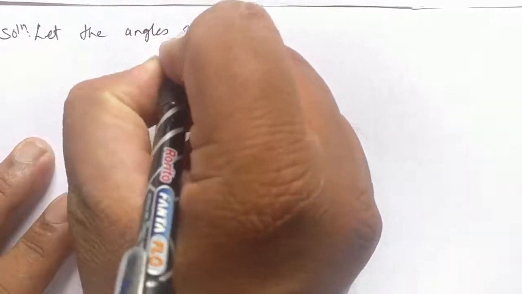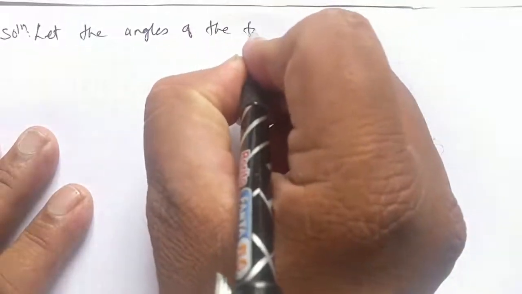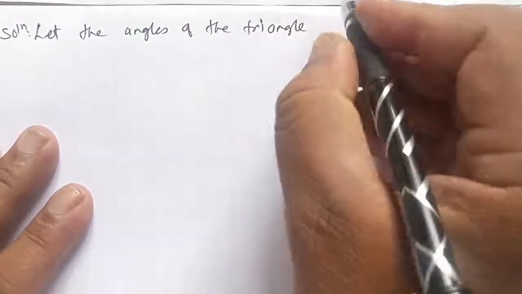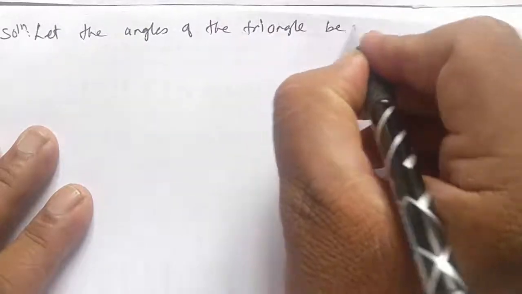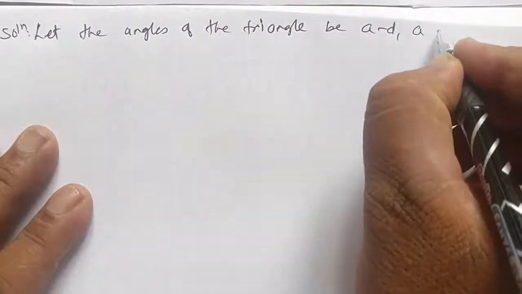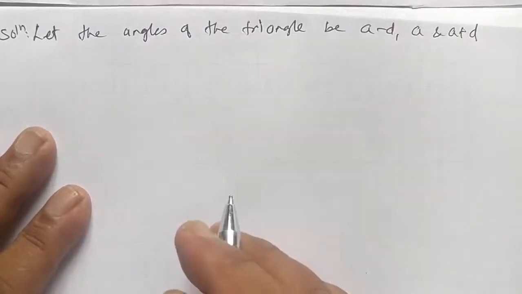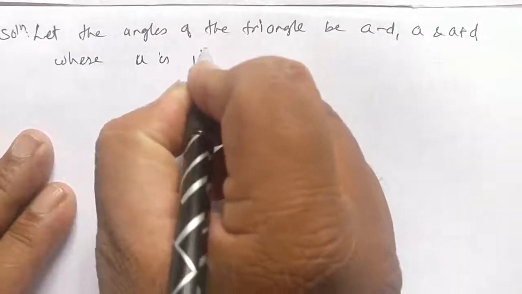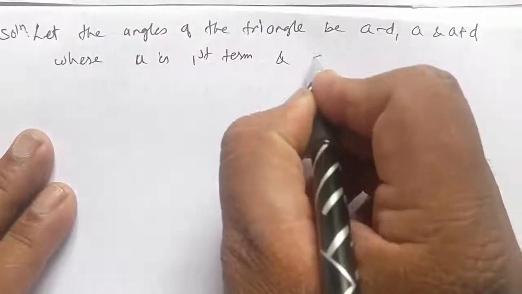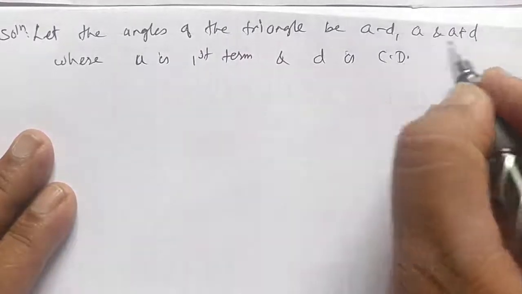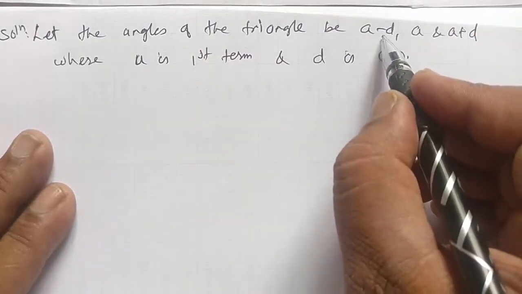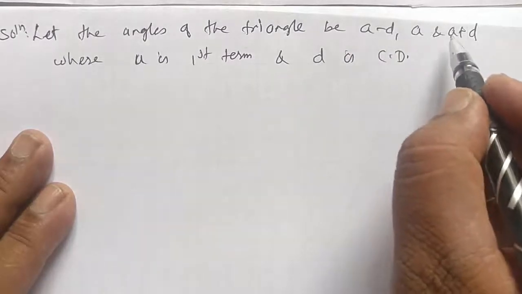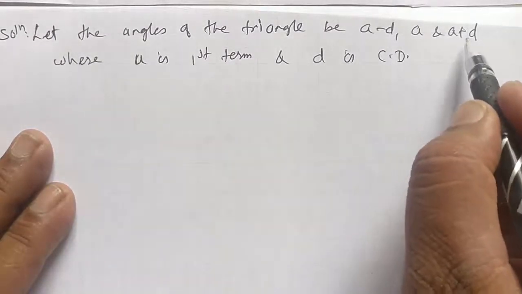Therefore, solution: the angles of the triangle are a minus d, a and a plus d, where a is the first term and d is the common difference. It is an AP. If we want to find three numbers in AP, we take them like this: a minus d, a, a plus d.